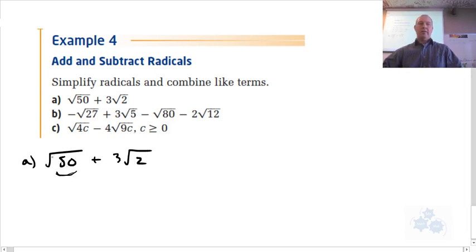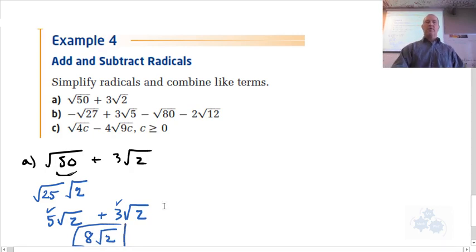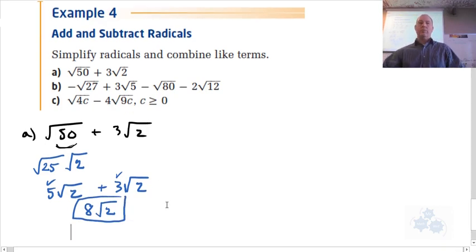But if I change this root 50 into root 25 times root 2, I get 5 root 2. That's what root 50 actually is. So now, can I combine these? Are these like terms? The answer is yes. They both have a square root of 2 part, so they're like two apples. You can combine them into one term. You have 5 of these and 3 of these, which means you end up with 8 of these. Just add the number parts in the front. All right?